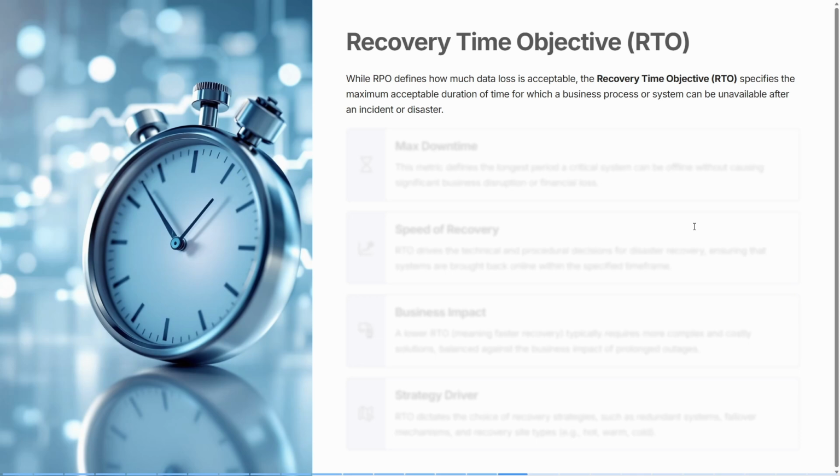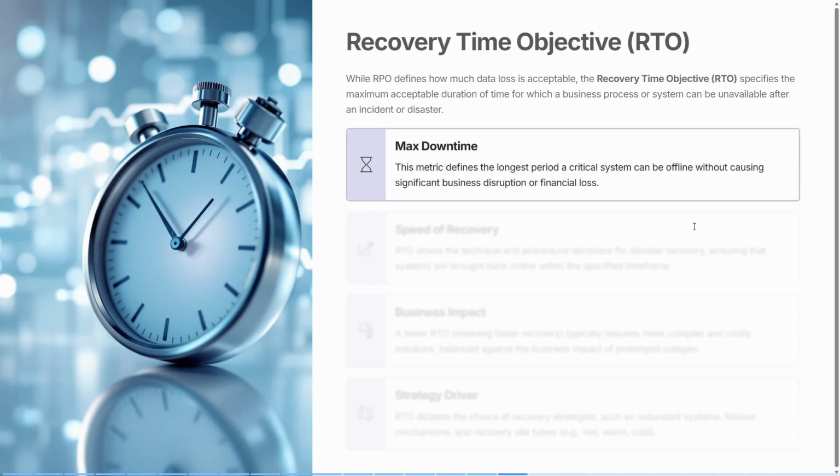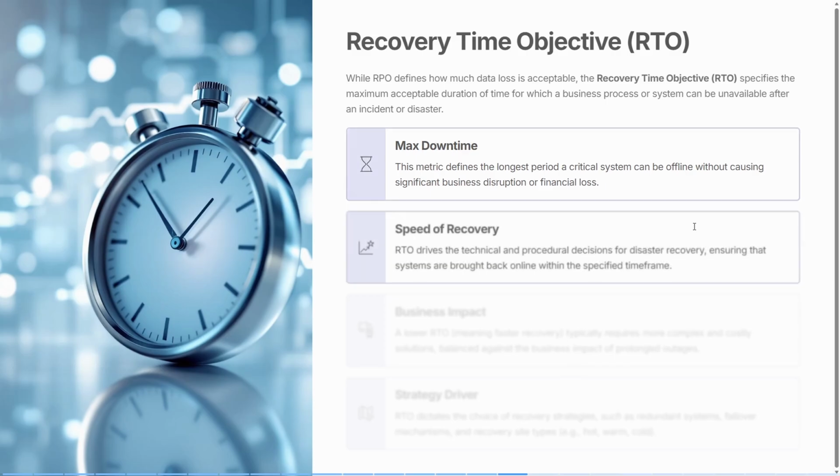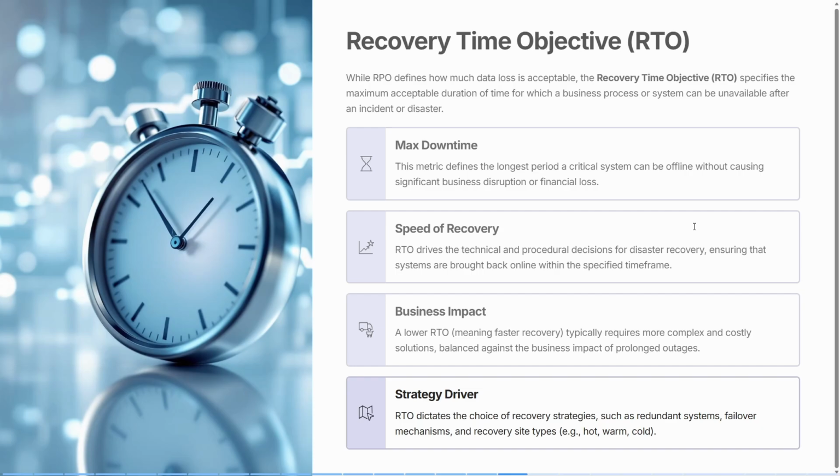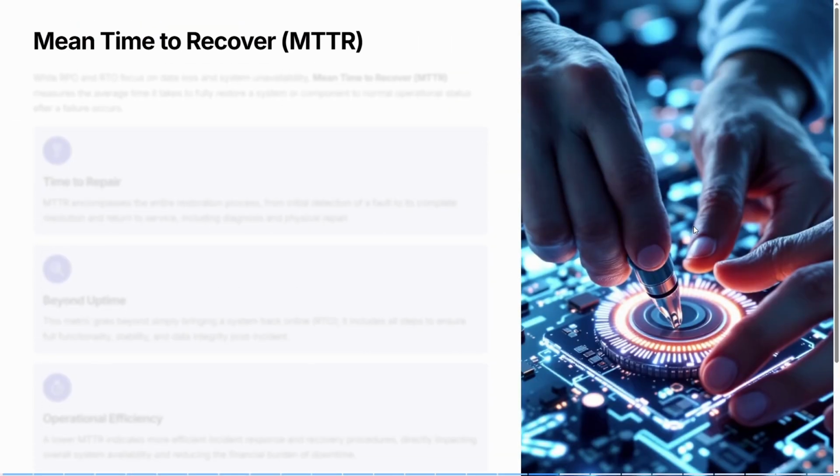This one, RTO, specifies the maximum acceptable duration of time for which a business process or system can be unavailable. So if your data center goes down, what is the maximum amount of time that you can actually afford to have that down before you have it up and running again? So it's the maximum amount of downtime. This is really talking about how fast you can recover, all right? Largely, that's what you need to know. RTO is recovery time objective. How much time can you afford to be down before you need to be back up again?